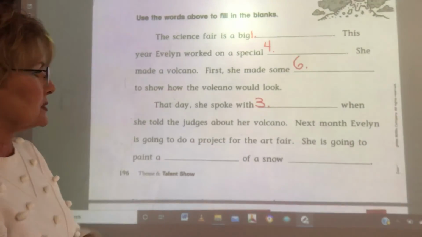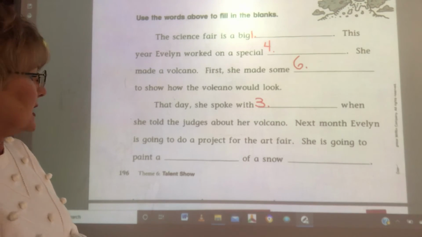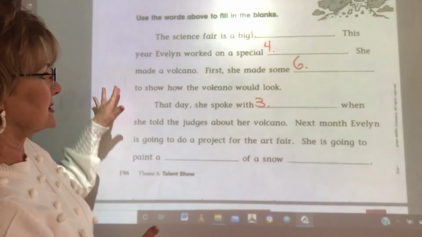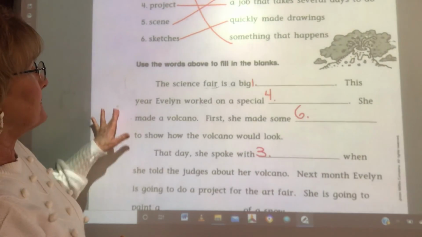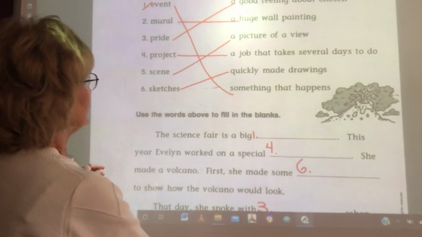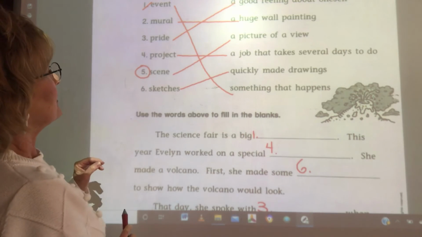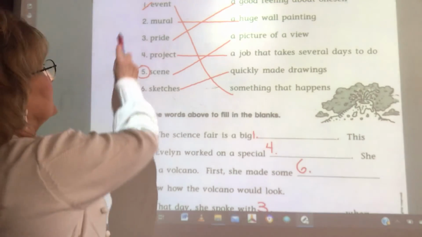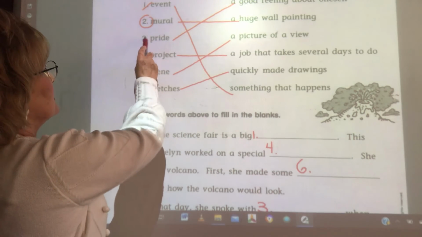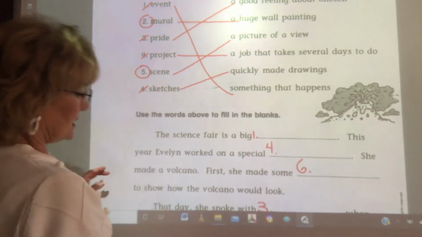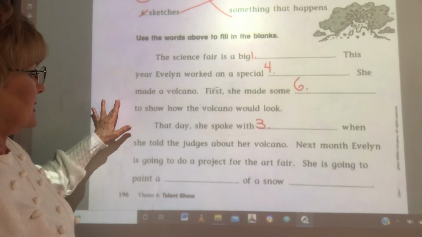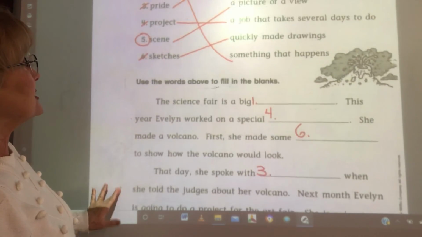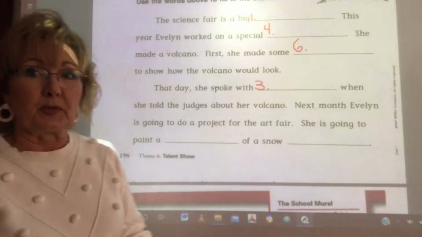Next month, Evelyn is going to do a project for the art fair. She is going to paint a of a snow, I've seen people reverse these. She is going to paint a, I know we want scene. And we haven't used mural yet, right? Those are the only ones that we haven't used. So, would she paint a mural of a snow scene, or would she paint a scene of a snow mural?